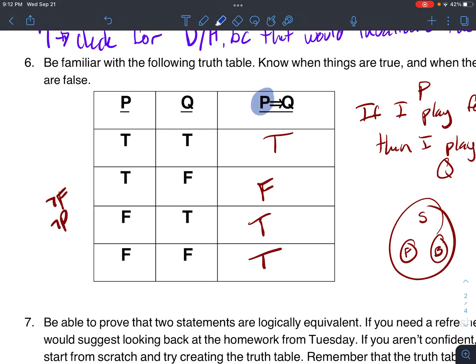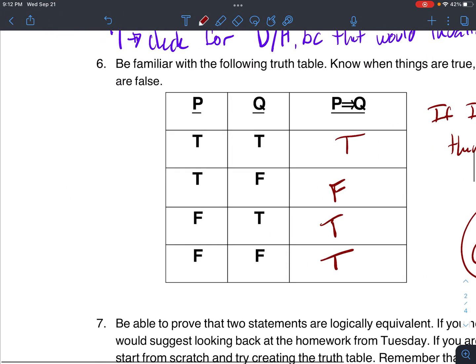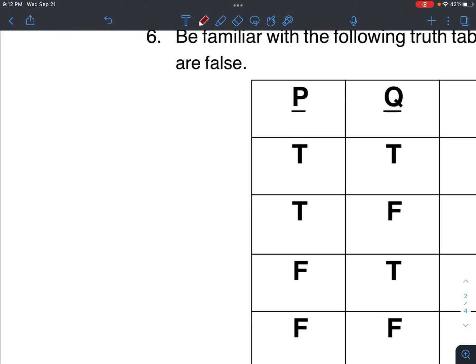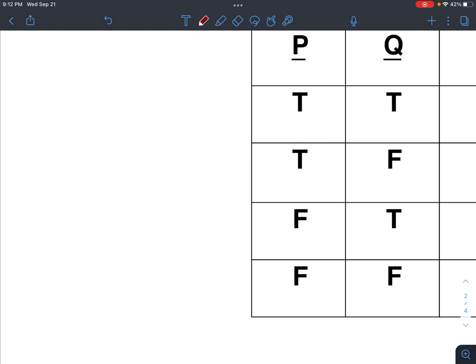If your first part, your hypothesis, is false, you are always going to have true. Okay? And then if they're both true. I would suggest you memorize that if you are still not getting it. Another way that I like to think about this is in totally arbitrary examples, stuff that has no relation to each other.